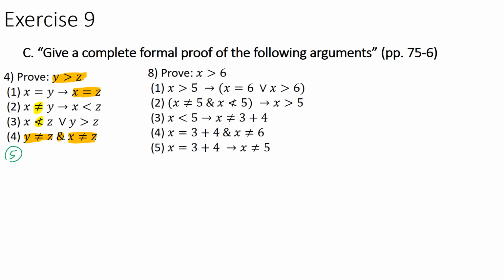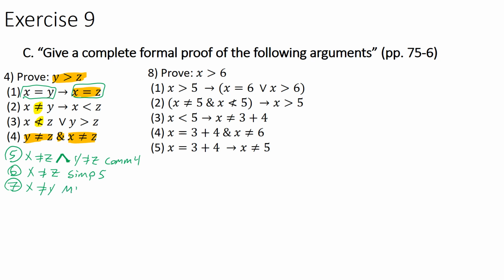For line 5 then, I'll say that x does not equal z, and y does not equal z. This is the commutative rule, line 4. And then for 6, we can say x does not equal z by the simplification of 5. And x does not equal z denies this consequent, so we can thereby deny the antecedent. Hence for 7, we can say x does not equal y by modus tollens with lines 1 and 6.